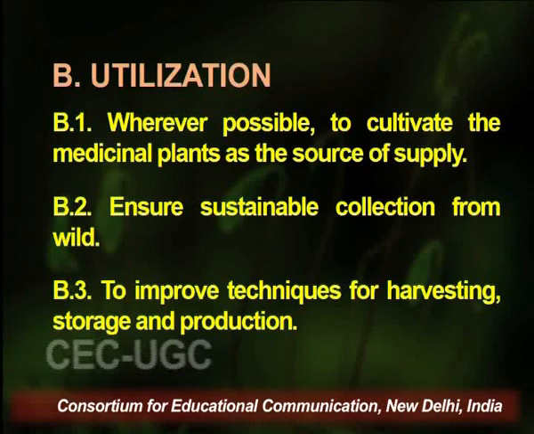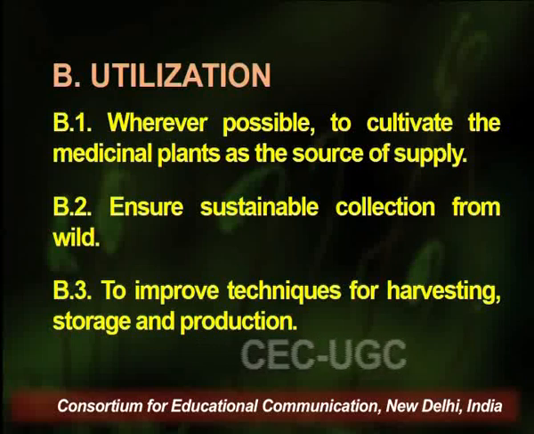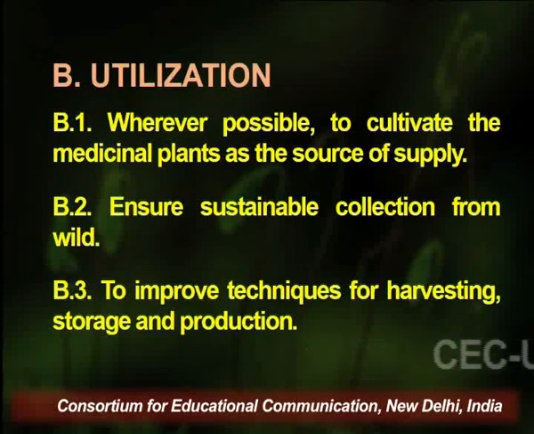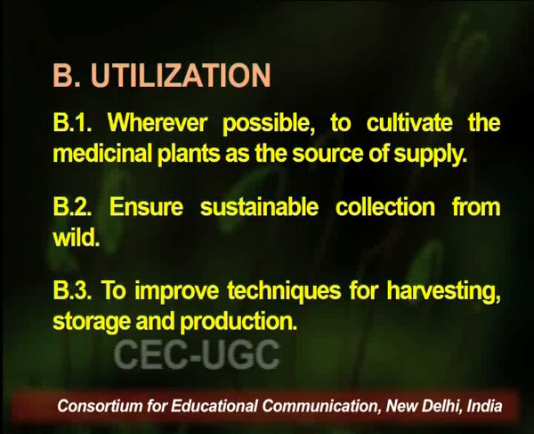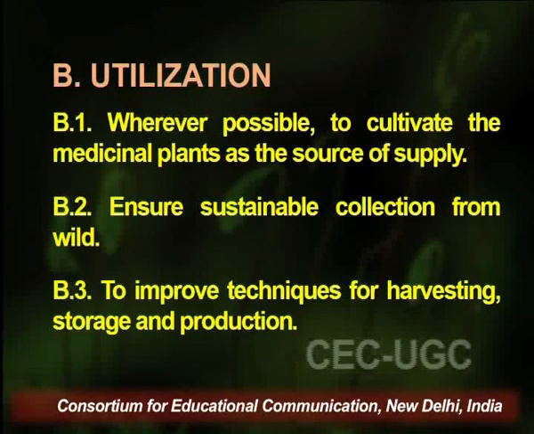So this includes, wherever possible, to cultivate the medicinal plants as the source of supply. So by using the information which was previously collected, one has to select which species are to be cultivated in order to get a uniform source of supply. Then ensure sustainable collection from the wild. So as per the information previously collected, if a species is being collected from wild sources, then we should ensure the sustainable collection practices for that particular species in order to conserve its population.